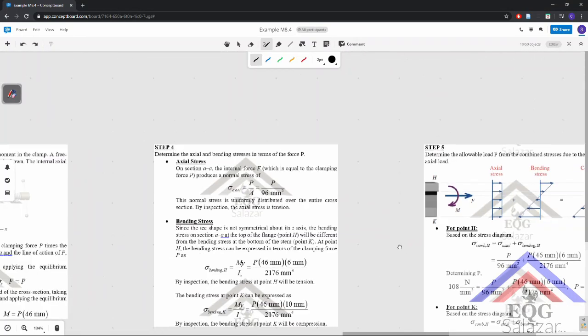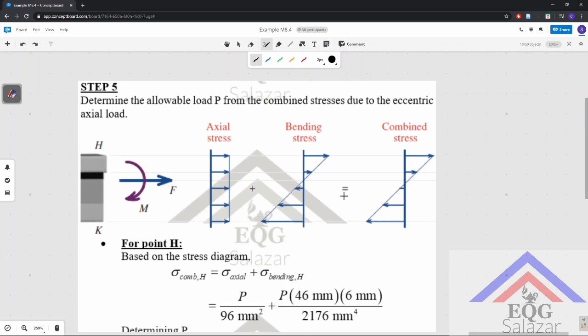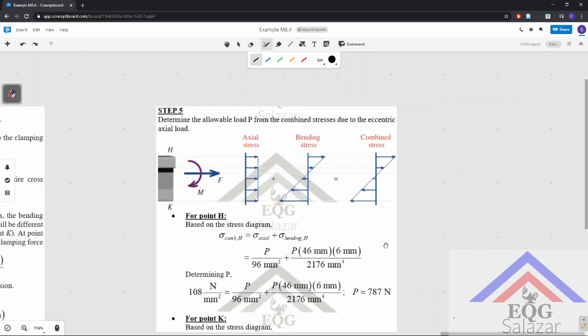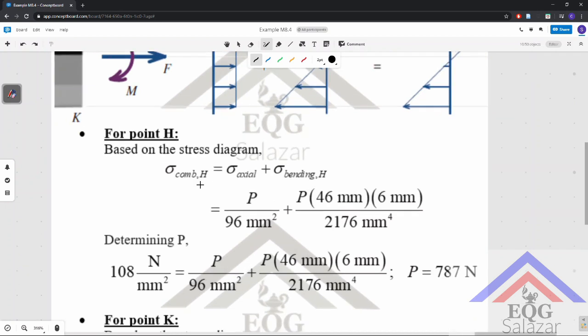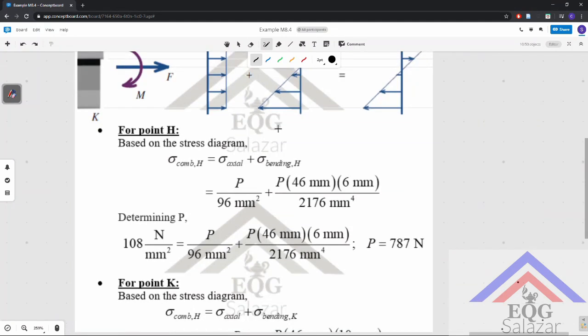All right, now to determine the allowable load P from the combined stresses due to axial load, you have to visualize your stresses. We have an axial stress here, which is a uniform stress, and then we have the bending stress, which is linear in fashion. The combined stress is just the axial stress plus the bending stress at that point. So for point H, based on the stress diagram here, your combined stress is the axial plus the bending.